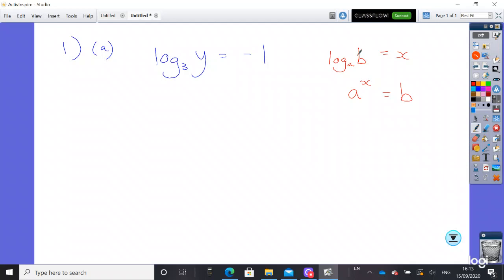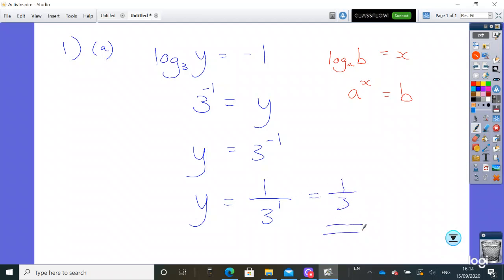Okay, so if you compare that, your a, which is your base, which is now going to be the integer 3, is here, and it's the power of the x, which is this number here, and that equals y. So y is equal to 3 to the power -1, and we know -1 means to take the reciprocal, to get us 1 over 3 to the power of 1 in positive index, and that's the same as 1 over 3. So the first answer is 1 over 3.